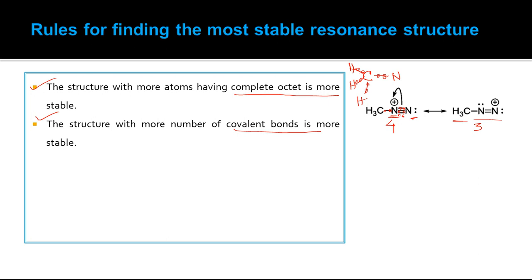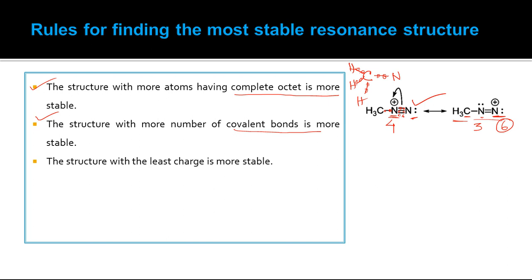But if you look at the second structure, there is no issue with carbon and nitrogen, it is complete. But if you consider this right-hand side nitrogen with positive charge, now surrounding this nitrogen the total number of electrons is 6, it is not 8. So the octet is not complete. That is why the first structure will be more stable.